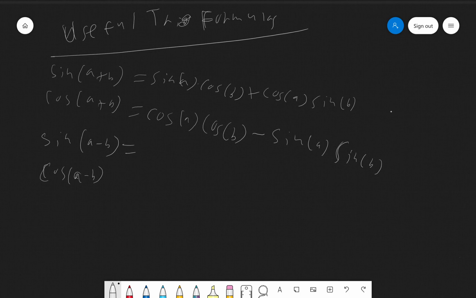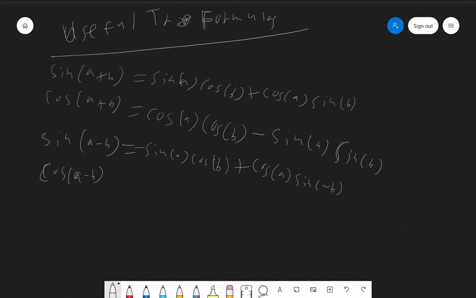So what you can do is plug in negative B for B into the sum angle formula, and you're going to get sine of A still times the cosine of negative B. But the cosine of negative B, hopefully you know, is just cosine of B. And that plus this one, we get the cosine of A times the sine of negative B.